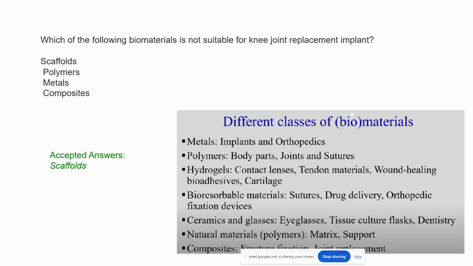So here is the next question. Which of the following materials is not suitable for knee joint replacement implant? So here the options were scaffolds, polymers, metals, and composites. And the correct answer would be scaffolds. So polymers, metals, and composites, these are all related to orthopedics or joint replacement implants. So metals, polymers, and other composites as well can be used for knee joint replacement implants.